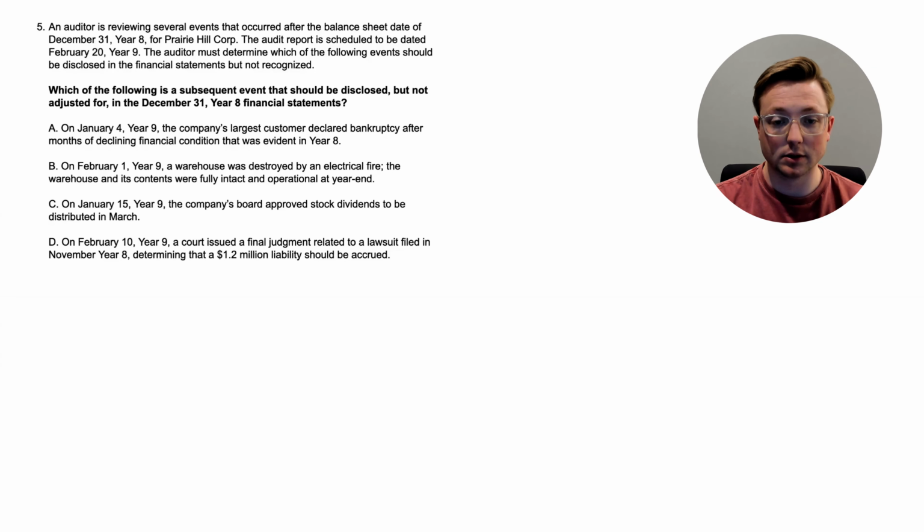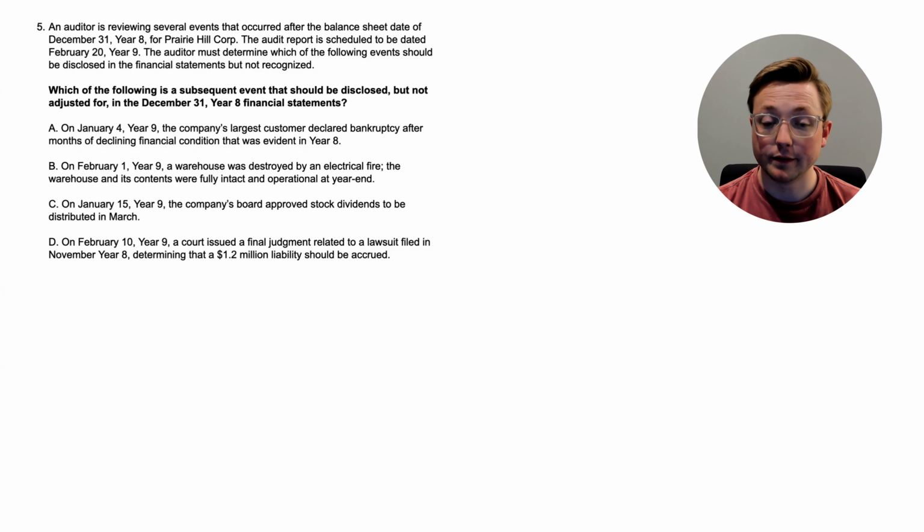So let's go through the options. Option A, on January 4th, year 9, the company's largest customer declared bankruptcy after months of declining financial condition that was evident in year 8. Option B, on February 1st, year 9, a warehouse was destroyed by an electrical fire. The warehouse and its contents were fully intact and operational at year end.